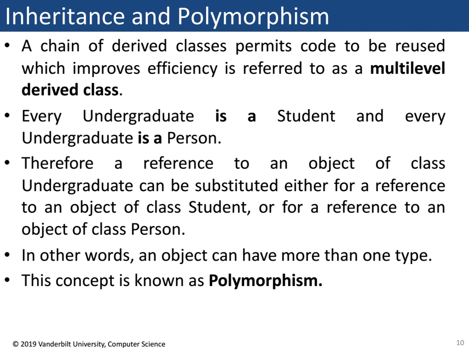So then the payoff is this. If in some method we expect to see a person type object passed in as a parameter, we could instead pass in an undergraduate type object because an undergraduate is a person.